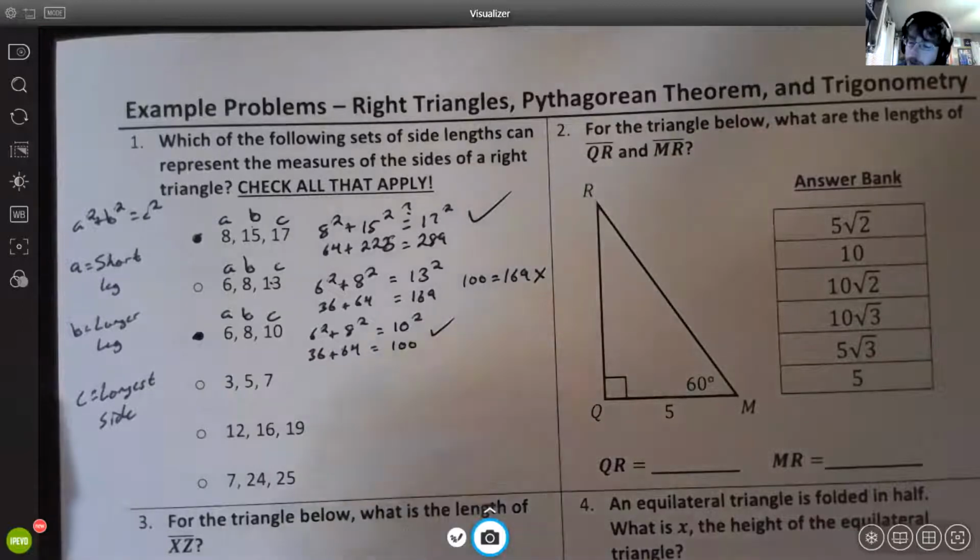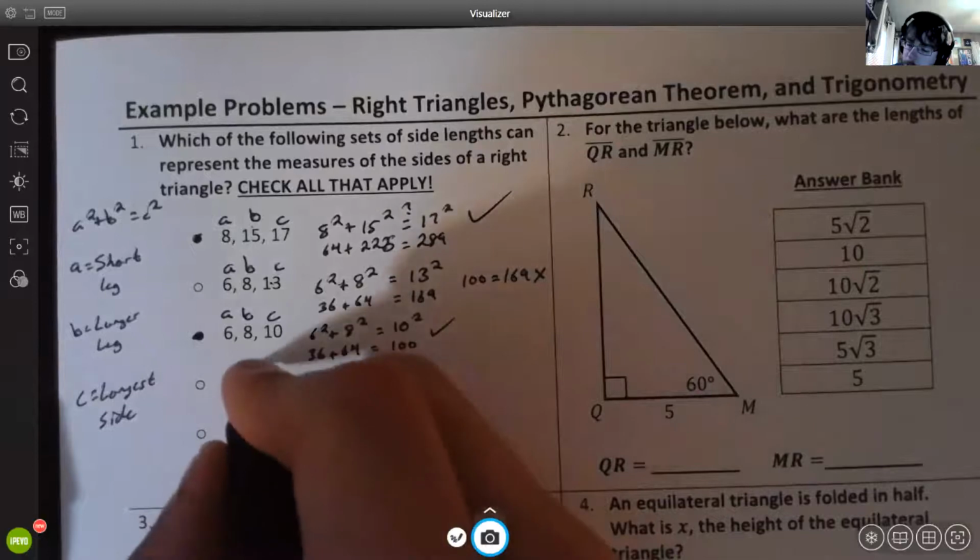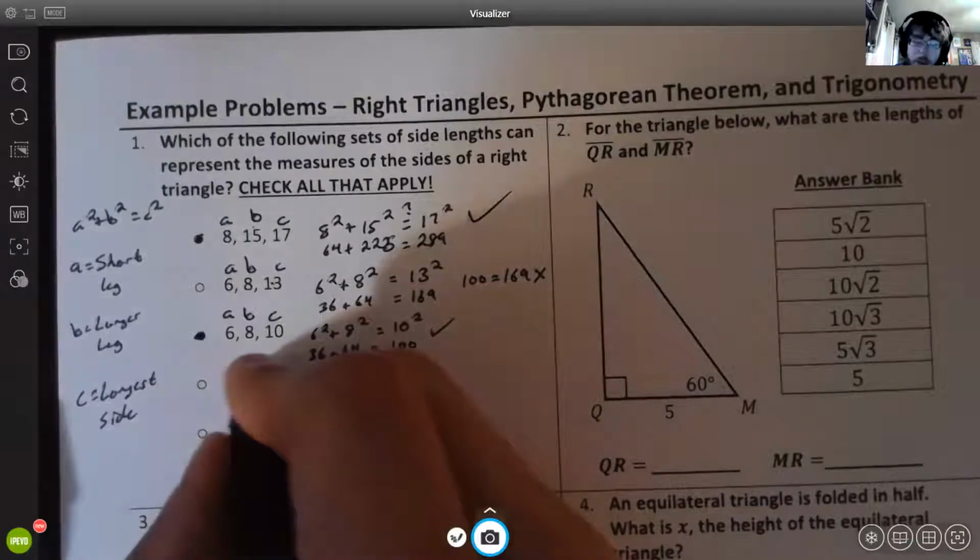All right, 3, 5, and 7. Our C value would be 7, B would be 5, and A would be 3. I do apologize for the freezing of the document camera.